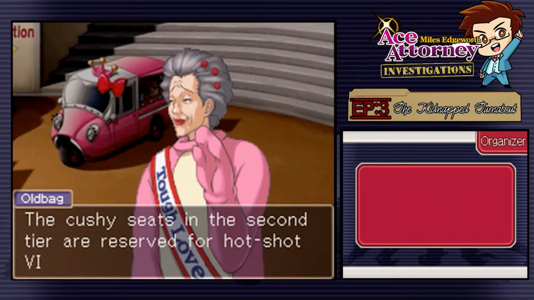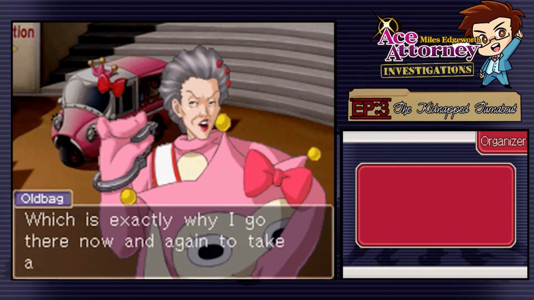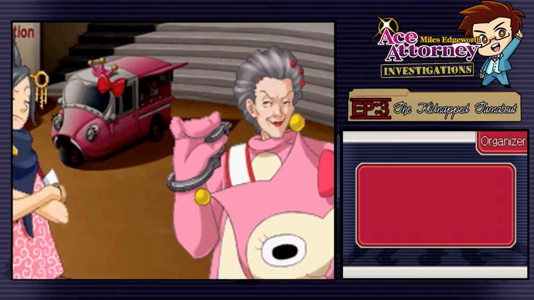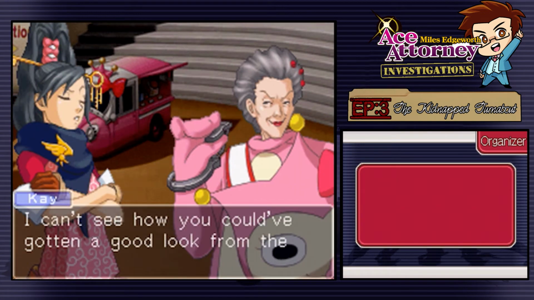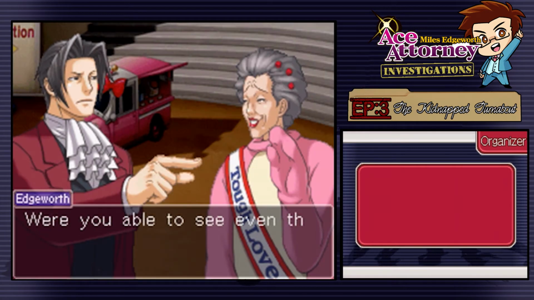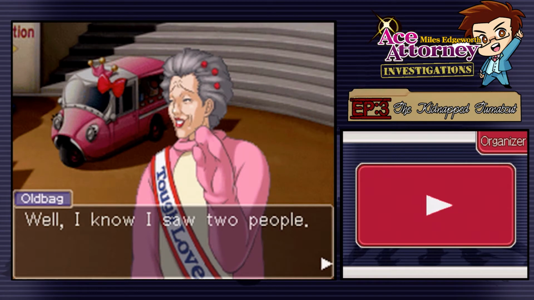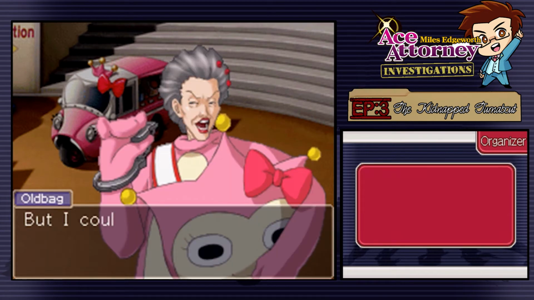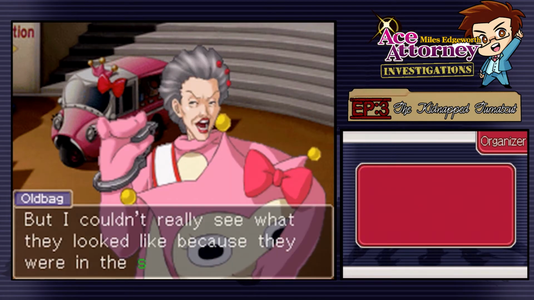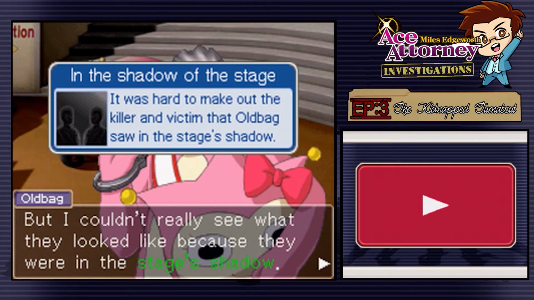The cushy seats in the second tier are reserved for hotshot VIPs, which is exactly why I go there now and again to take a nap. I can't see how you could have gotten a good look from there, it's so high up. Were you able to see even the victim's costume from way up there? Well, I know I saw two people, but I couldn't really see what they looked like because they were in the stage's shadow. Hard to make out the killer and victim that Oldbag saw in the stage's shadow.